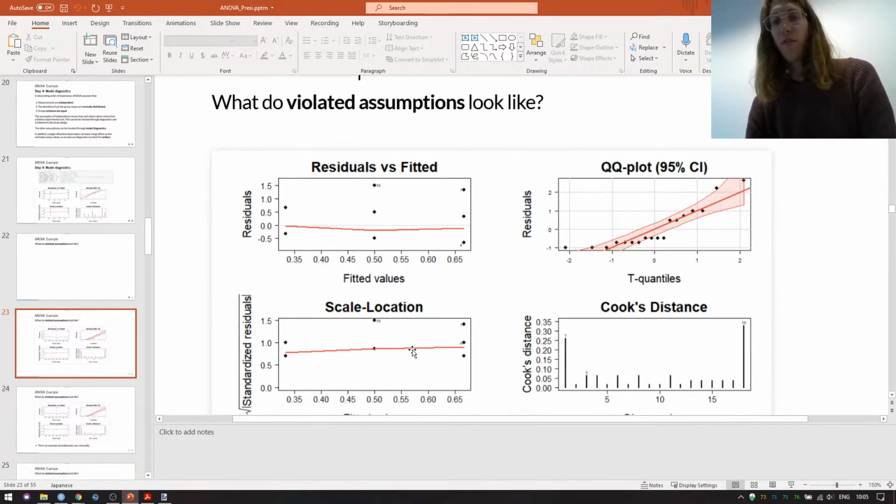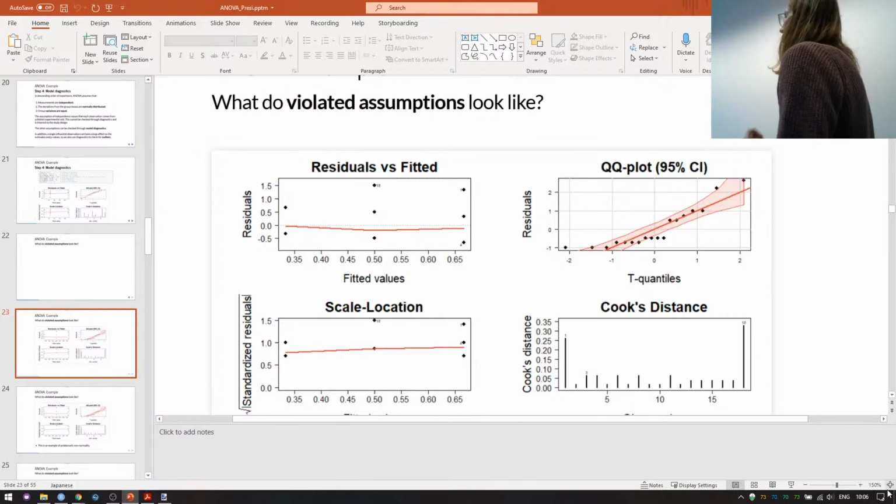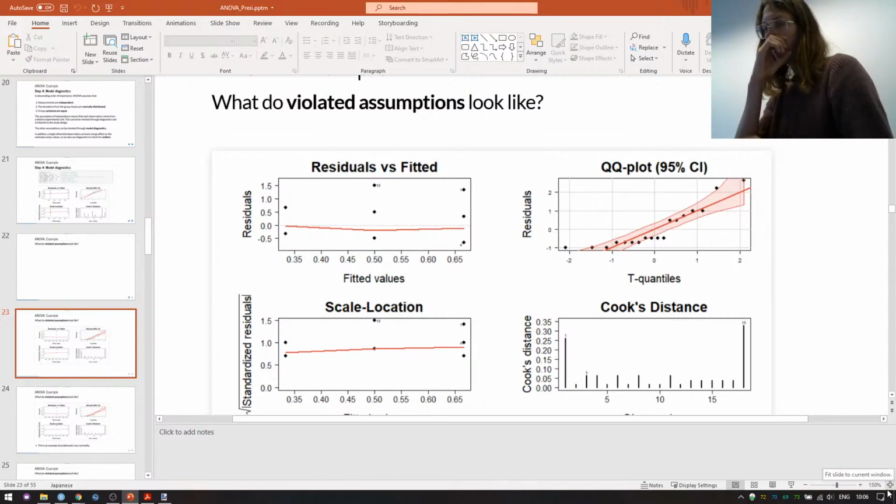Okay, here we see 4 plots, and I would like you all to take a look at this and think which of these plots shows a violated assumption. If you know it, please raise your hand. Yes? Okay, very good. And how do you see that?